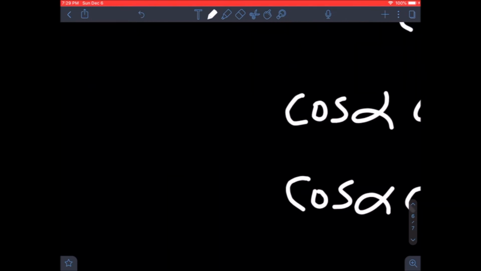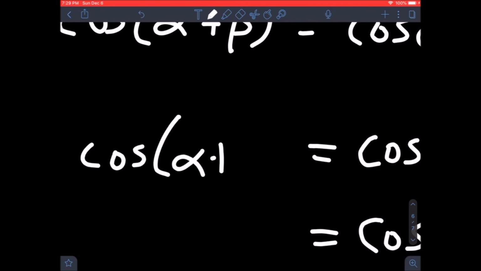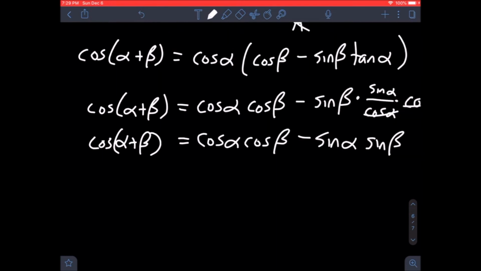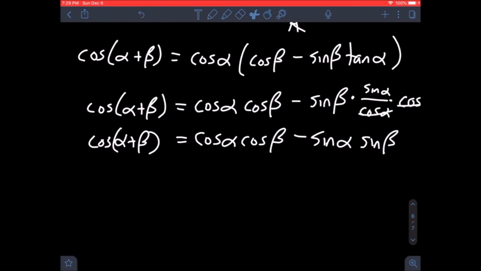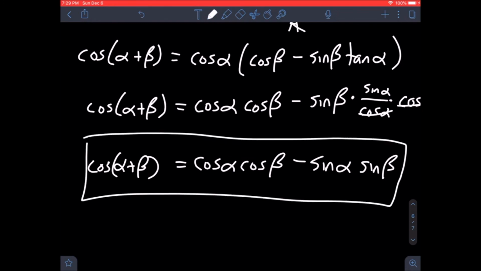And this is equal to cosine of alpha plus beta. I'm just going to move this down. This right here is our final answer. This is what we have for cosine of alpha plus beta. We have found the cosine of alpha plus beta in terms of alpha and beta.